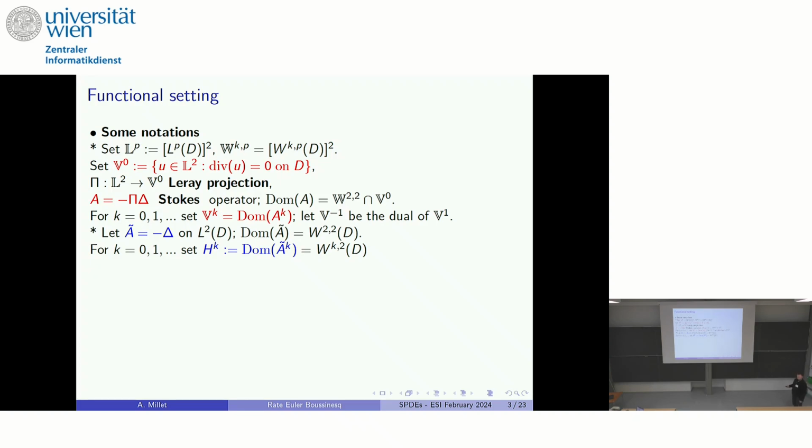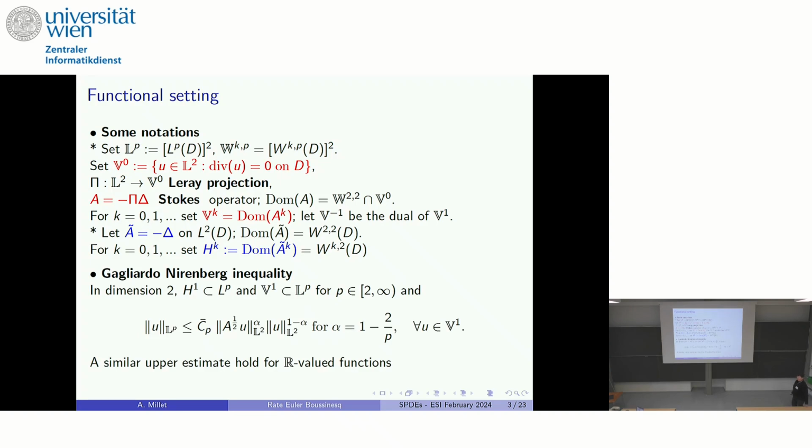Then, of course, in this business, a very important inequality is the Gagliardo-Nirenberg inequality, which tells you in dimension 2 that H1 is included in any L^p space provided that p is strictly finite, and gives you an upper bound of the L^p norm of u in terms of a mixture between H1 and L2 norms. Of course, it's stated for pairs of functions, but exactly the same holds for scalar functions.